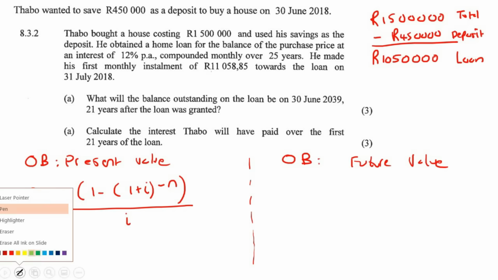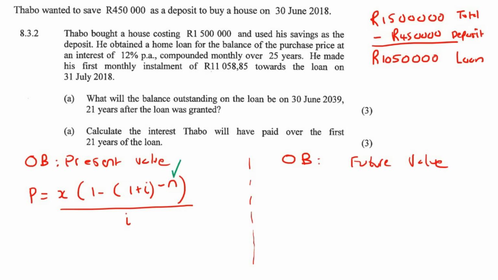Okay? But what you must remember is that when you're using the present value method, this n is the number of payments you still need to make. Okay, then there's the future value method, which other types of learners enjoy.